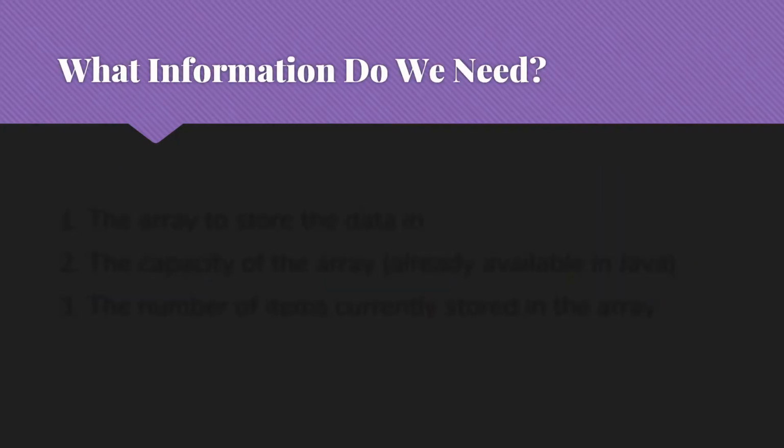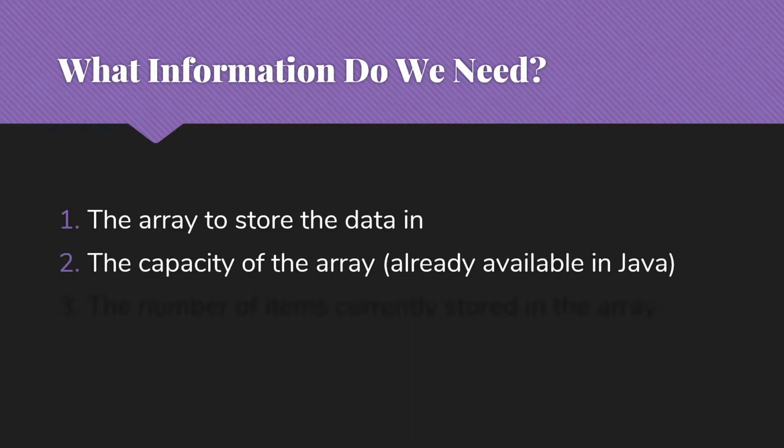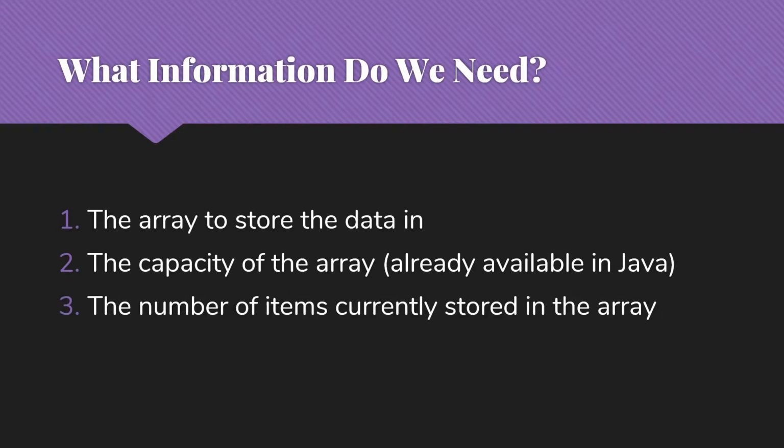What information are we going to need to do that? First, we're going to need the array to store the data in. Then we're going to need the capacity of the array. Now, that we already have in Java. We have the array. We also know how long it is. So that's easy. Then we also want to keep track of the number of items that we currently have stored in the array.